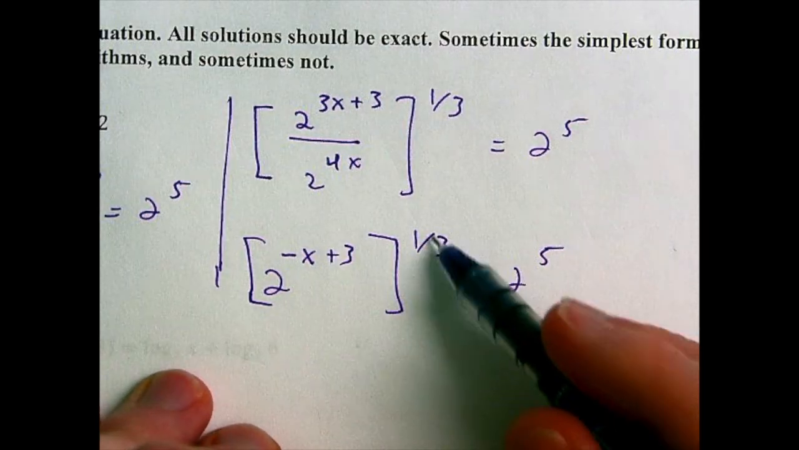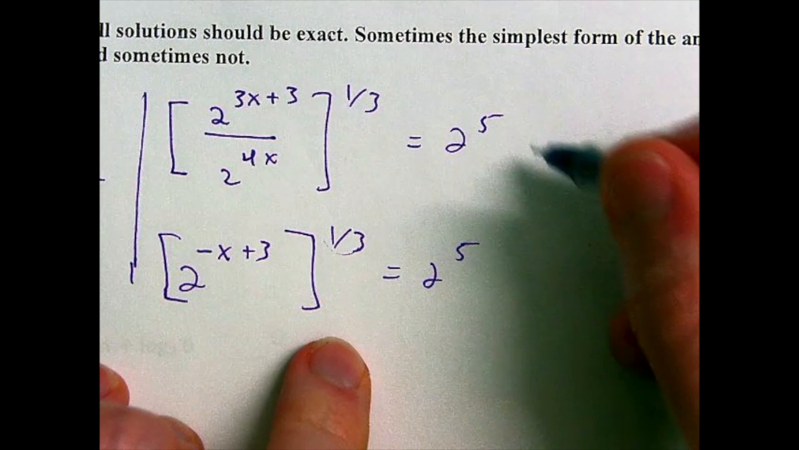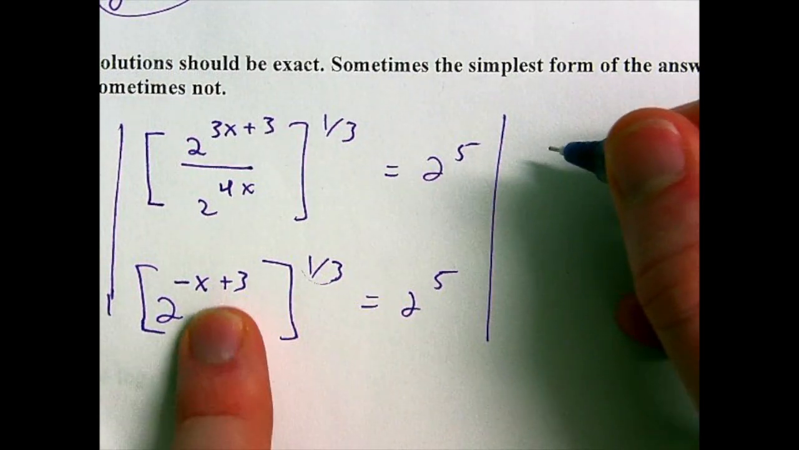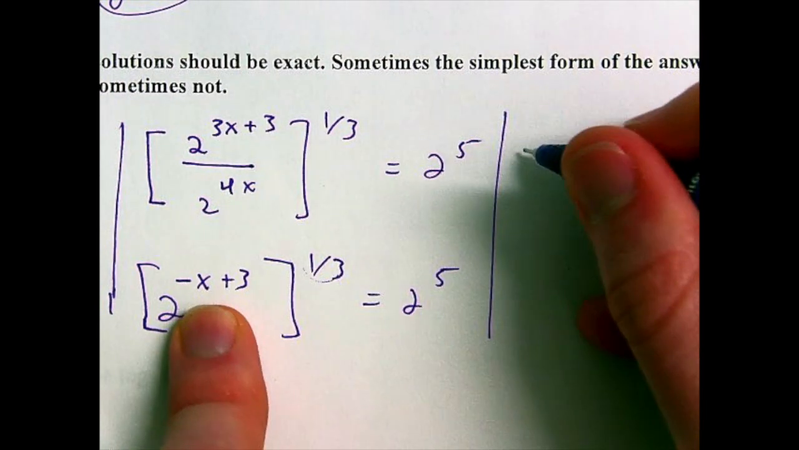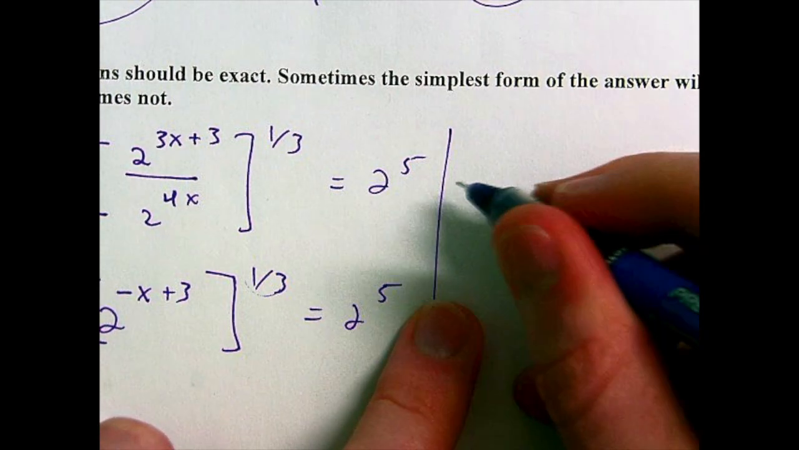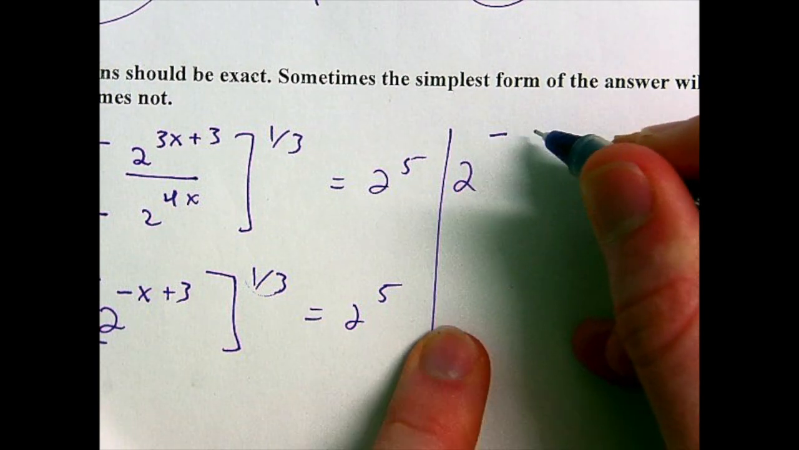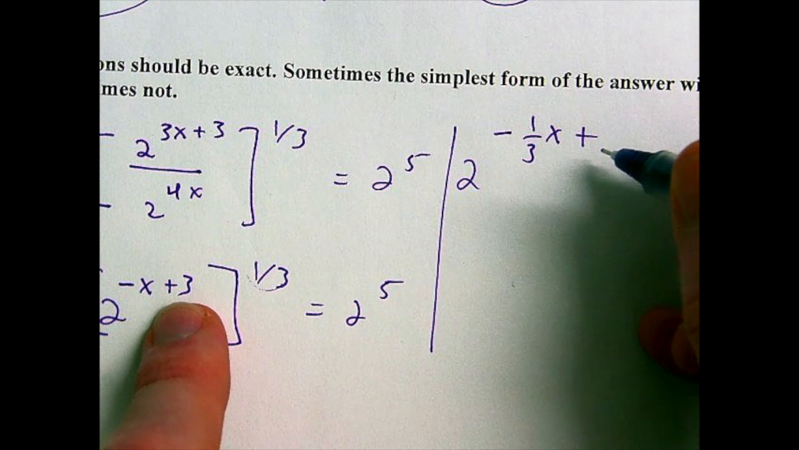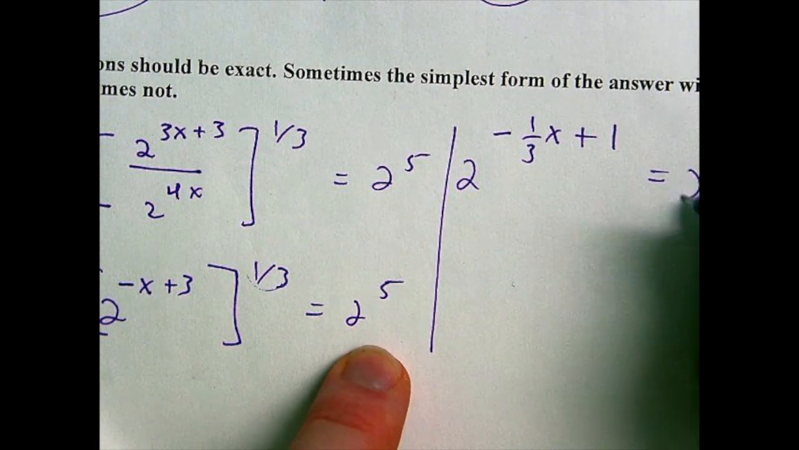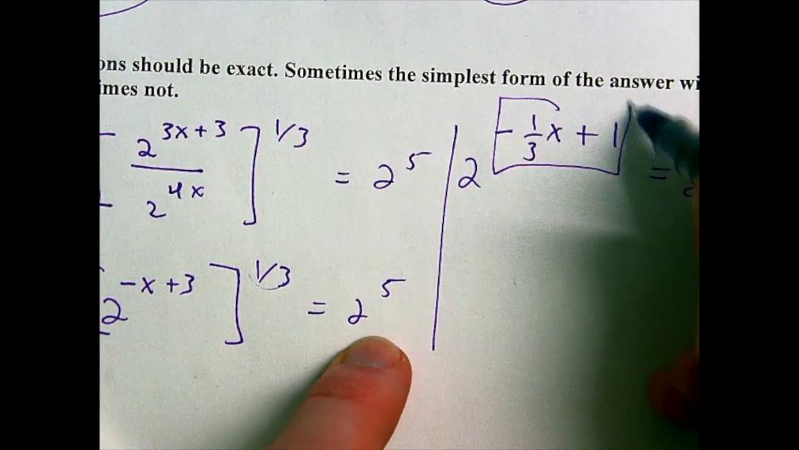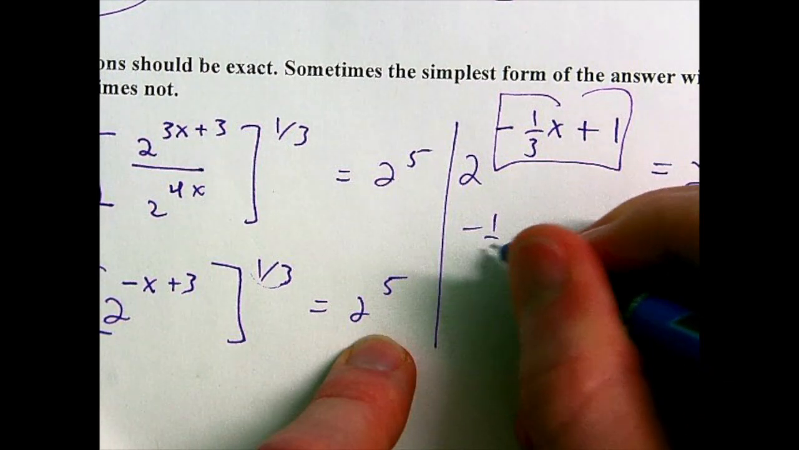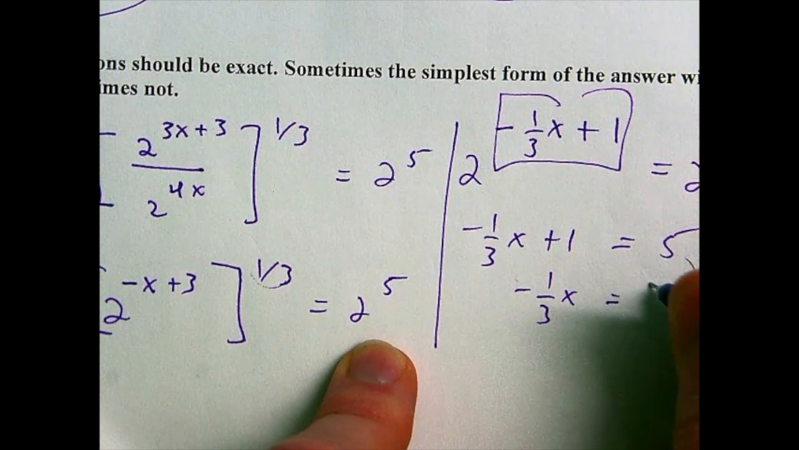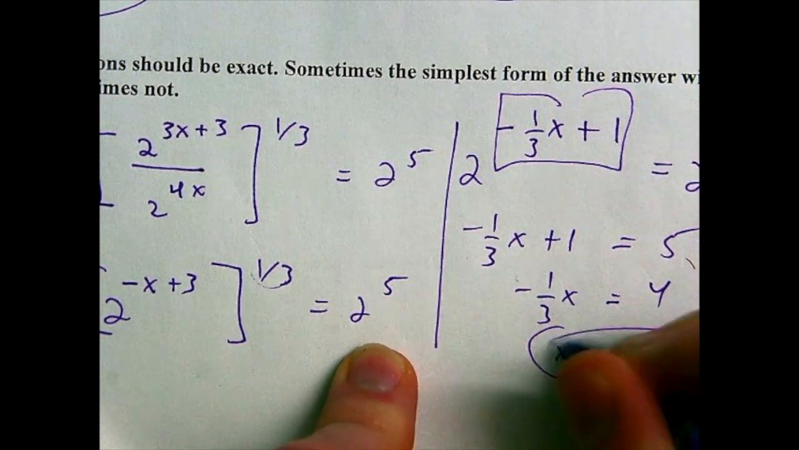You could distribute the 1/3 to this, or you could raise both sides to the 3rd power. Doesn't really matter. I'll distribute this since that's how I've done it in the past, I think. So I have 2 to the negative 1/3 x plus 1/3 times 3 is 1, is equal to 2 to the 5th. Okay, now I can equate the exponents. So negative 1/3 x plus 1 has to be equal to 5, so negative 1/3 x is equal to 4, so x is equal to negative 12.